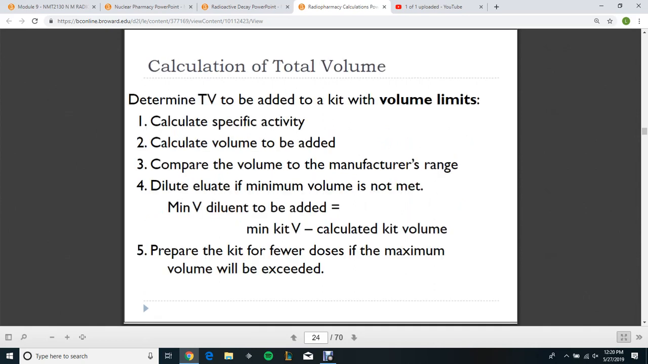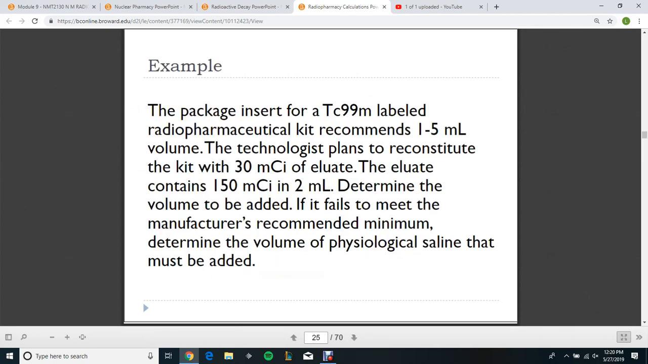Determine TV to be added to a kit with volume limits. TV equals total volume. Calculate specific activity. Calculate the volume to be added. Compare the volume to the manufacturer's range. Dilute eluate if minimum volume is not met. The minimum volume of diluent to be added is equal to the minimum kit volume minus the calculated kit volume. Prepare the kit for fewer doses if the maximum volume will be exceeded.